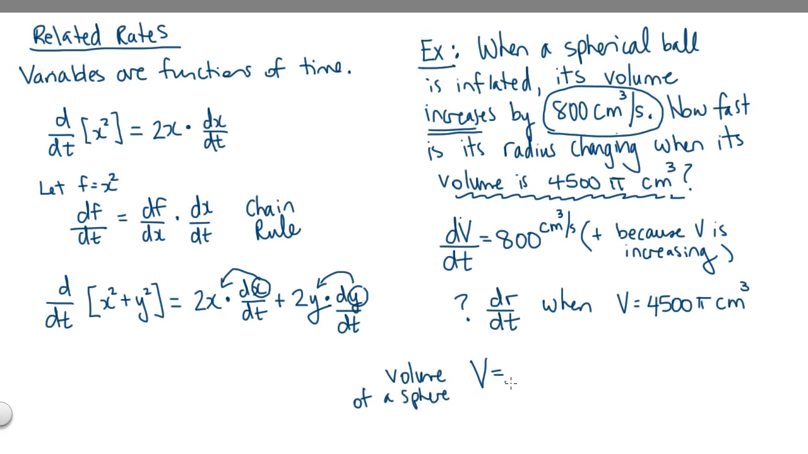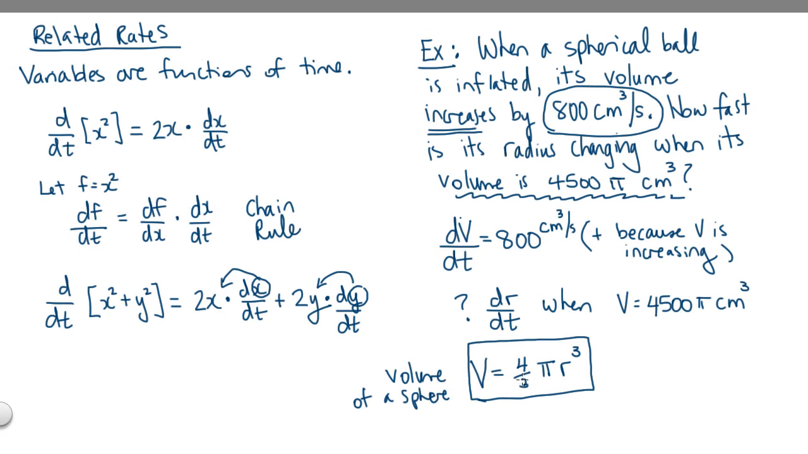This is a formula that we should be familiar with. V is equal to 4/3 pi r cubed, where r is the radius of that sphere. Okay, so once we've organized all our information, our next step is to write down the formula that we're going to be working with.